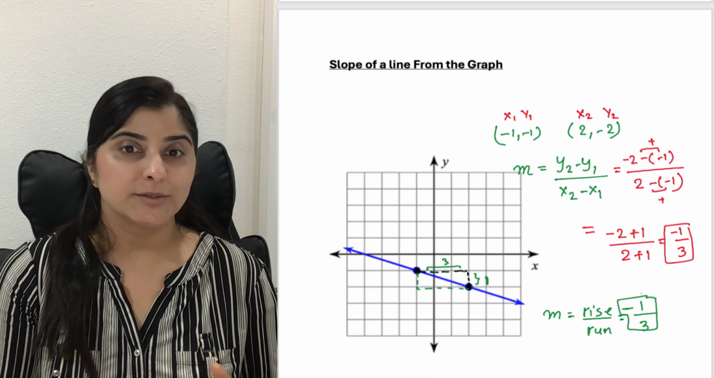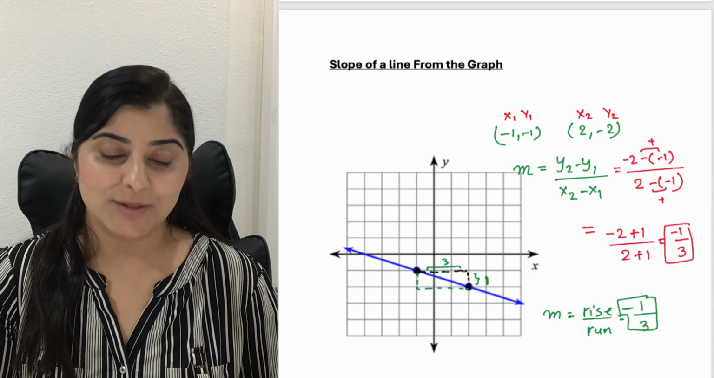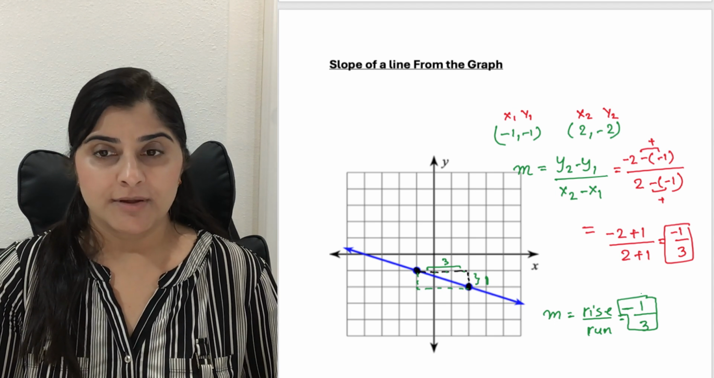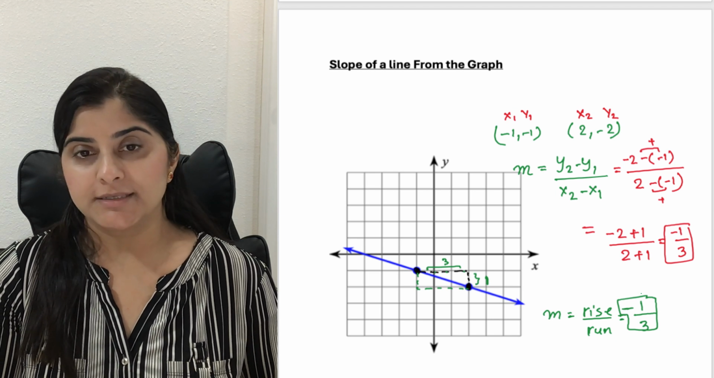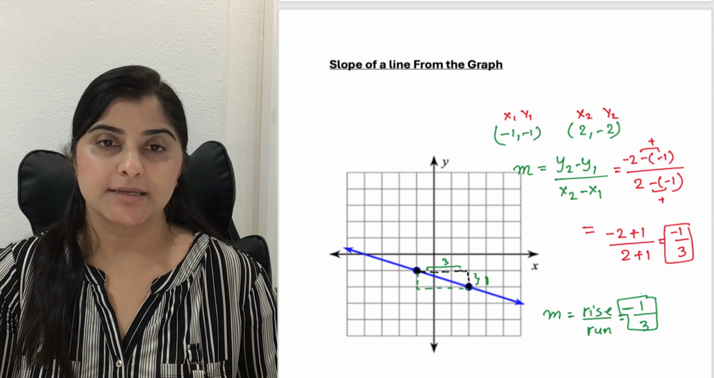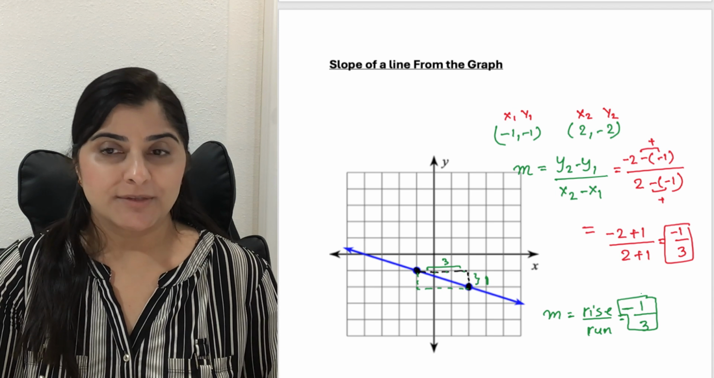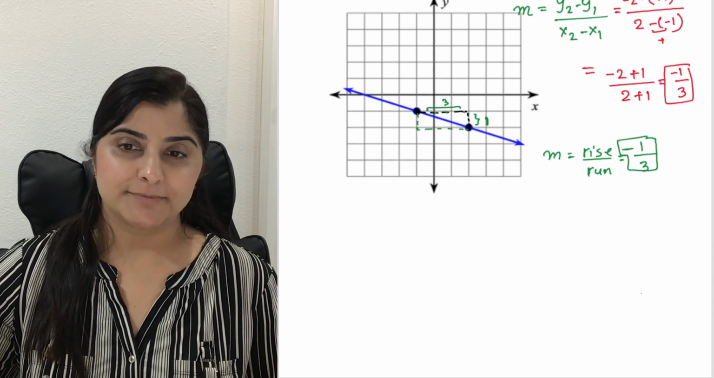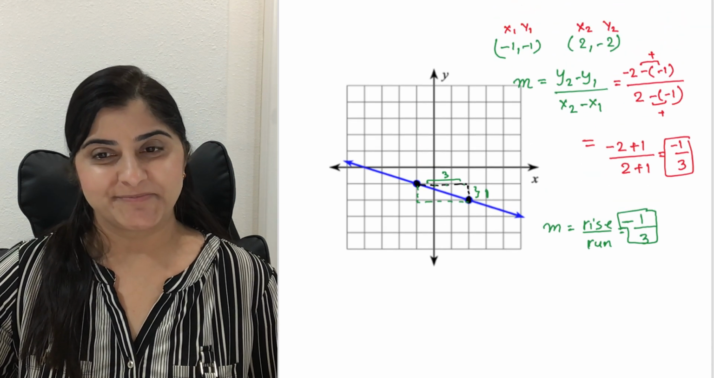Either you can find the coordinates of 2 points and use the slope formula to find the slope of the graph of this line, or you can pick any 2 points and see how much is the rise and how much is the run. And if the line is going down, the slope will be negative, and if the line is going up, the slope will be positive.